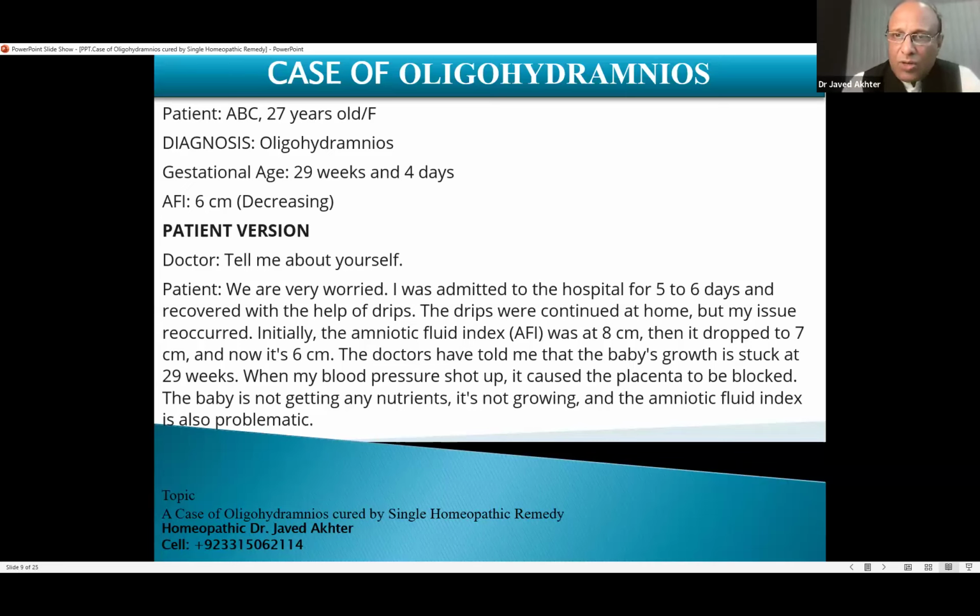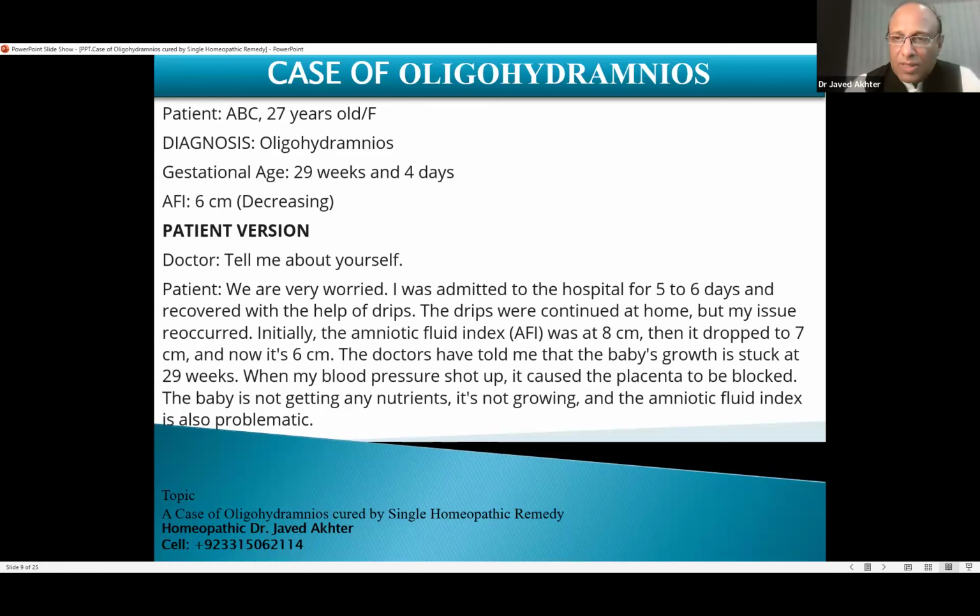The drip was continued at home, but my issue reoccurred. Initially, the amniotic fluid AFI was 8 centimeters. Then it dropped to 7 centimeters, and now it's 6 centimeters. The doctor has told me that the baby's growth is stuck at 29 weeks. When my blood pressure shot up, it caused the placenta to be blocked.